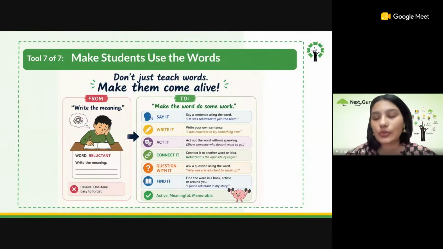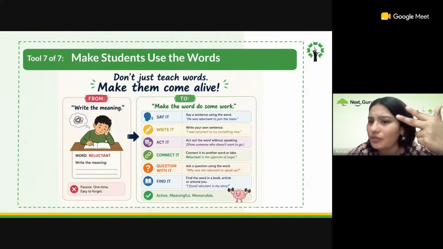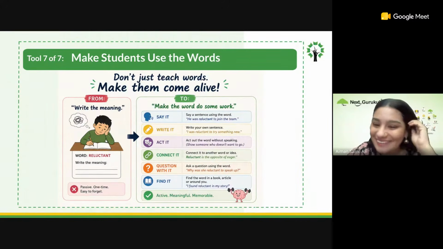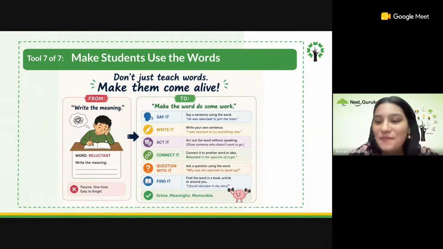And now, how do we use it in our classrooms? You are all familiar with the first one. We give our students an exercise of write the meaning of. We give the word and they have to write the meaning of that word. Now, why is this not suggestible? Because it's passive. It's one time and it's very easy to forget. At least I forgot all the word meanings that I was taught in my school. But what we can do differently is, how can we make the word do some work?